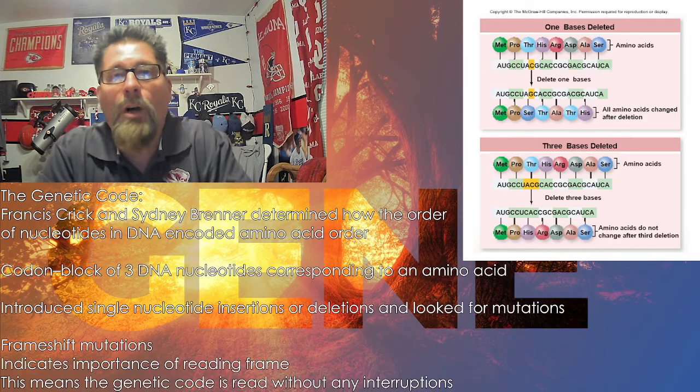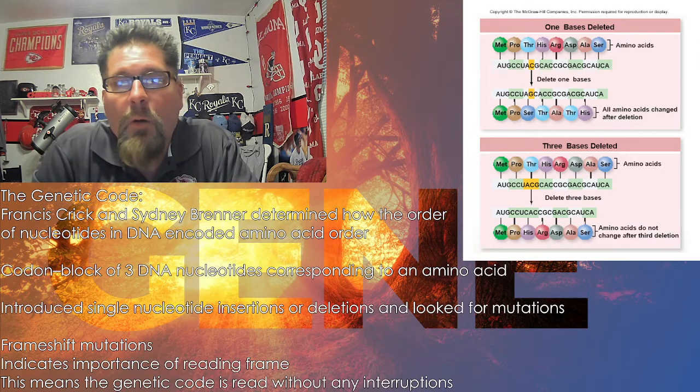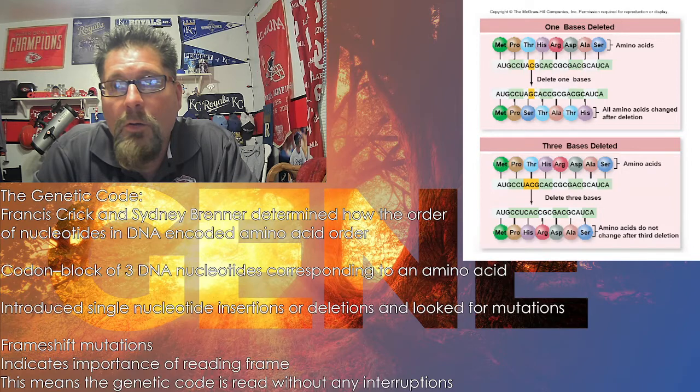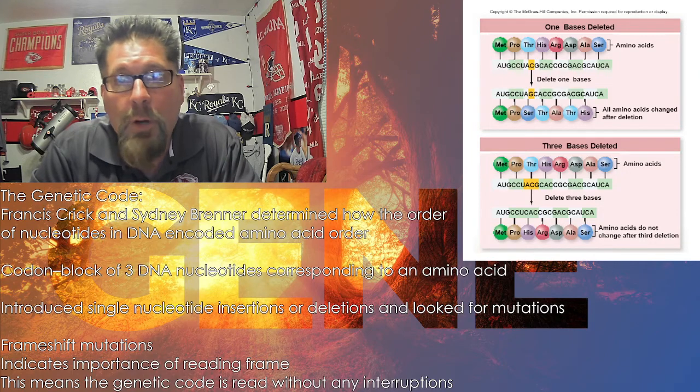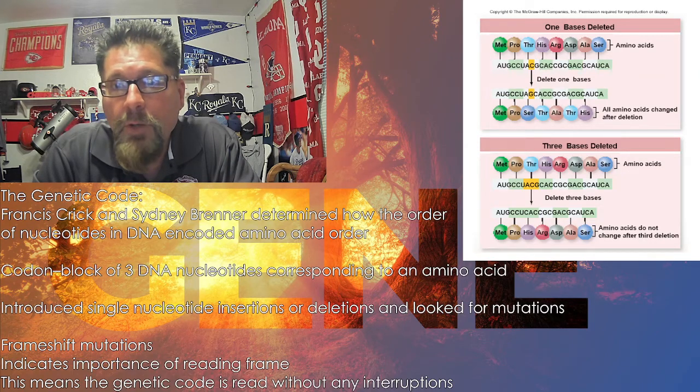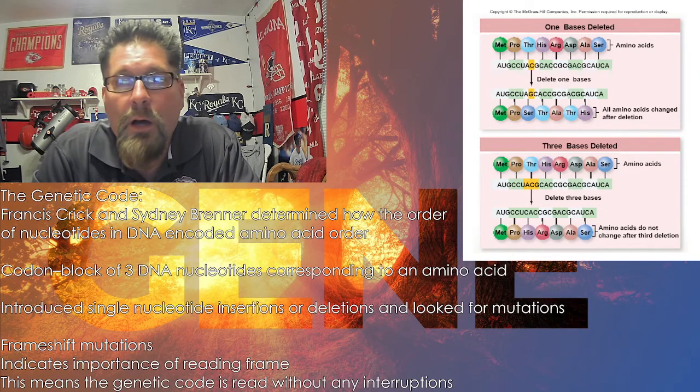Now, when we're talking genetic code, what we want to think about is, again, we're thinking genes, okay? But what we're thinking about is the process of making proteins. Now, one of the things that we're going to look at is this diagram that's here beside me.